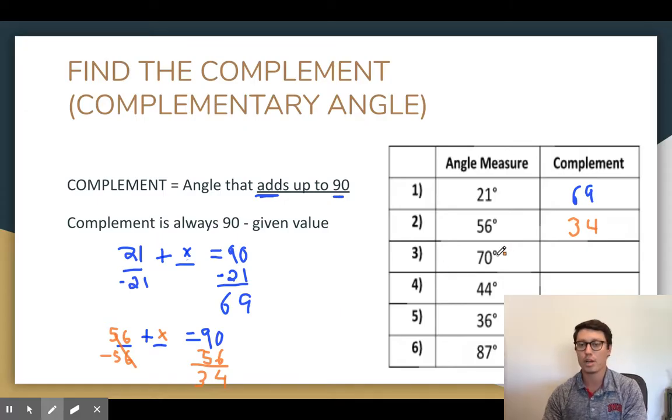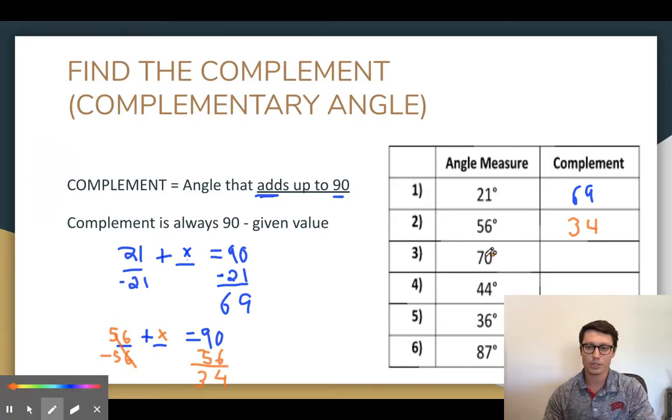So go ahead, pause the video. You can just subtract these values from 90 and you'll get your complement. So for this one, 90 minus 70 would give you 20. 90 minus 44 would be 46. 90 minus 36 would be 54. And 90 minus 87 would be 3. So these are all complements because if you add them together, they will always add up to 90.